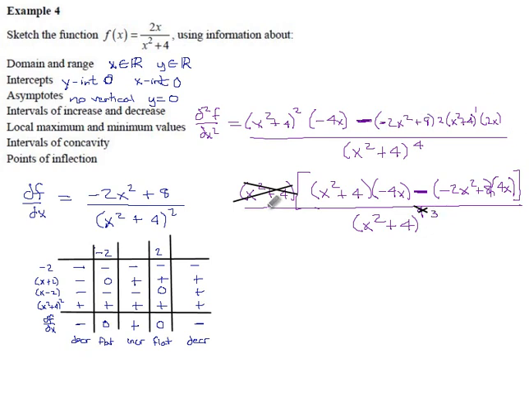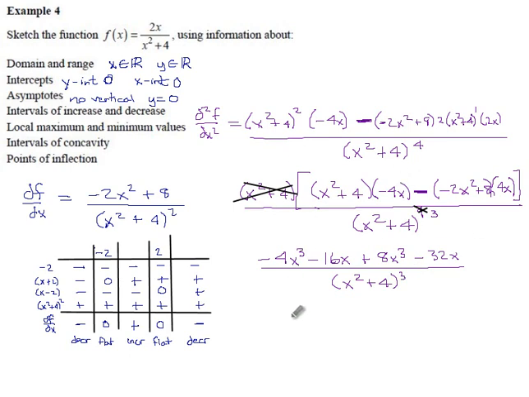That helps a little bit. So in our next line, negative 4x times x squared gives me minus 4x cubed. Negative 4x times 4 gives me negative 16x. And now, negative times negative 2x squared gives me positive 2x squared, times 4x gives me 8x cubed. And now we get to do that again. Negative times 8 is negative 8, times 4x is negative 32x. And all that is over x squared plus 4 to the 3rd power.